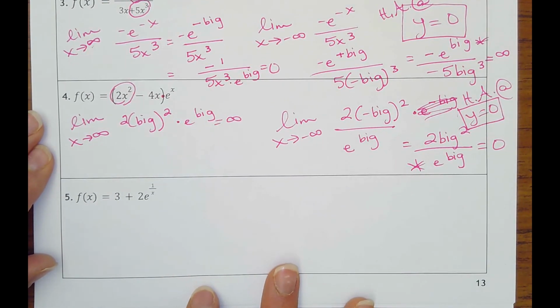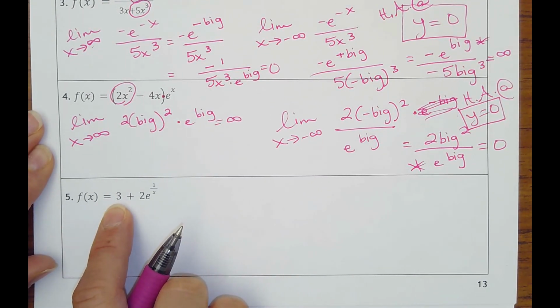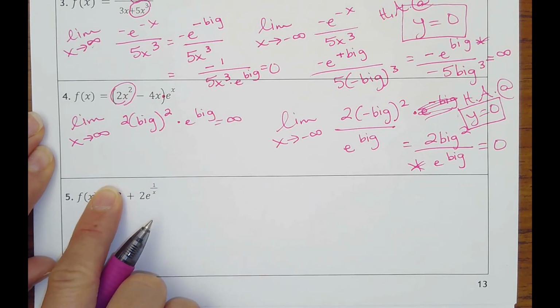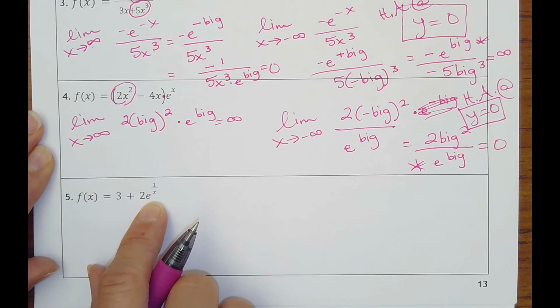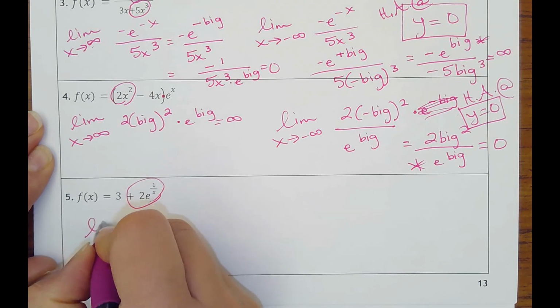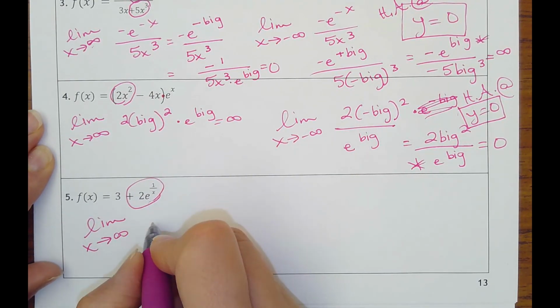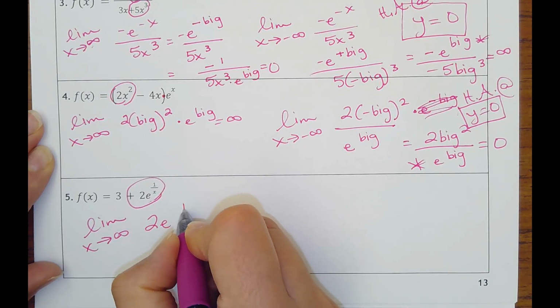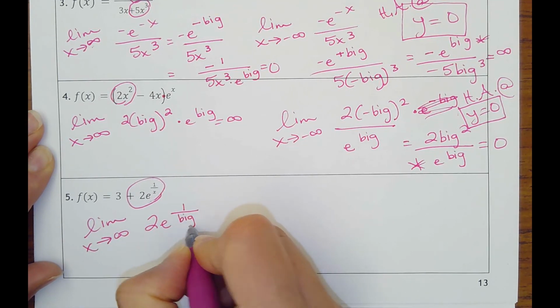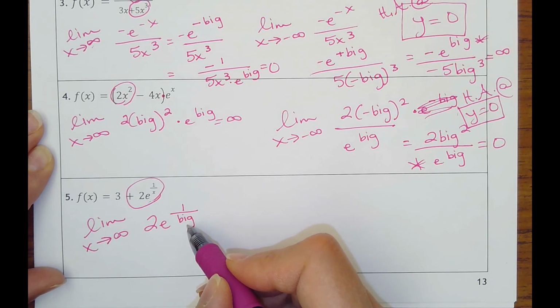And last one, this 3 obviously is not going to have any impact since it has no infinity or anything with it to be plugged in. The only part we're worried about is this. So my limit as x goes to infinity would be 2 times e to the 1 over a really big number. 1 divided by something really big.